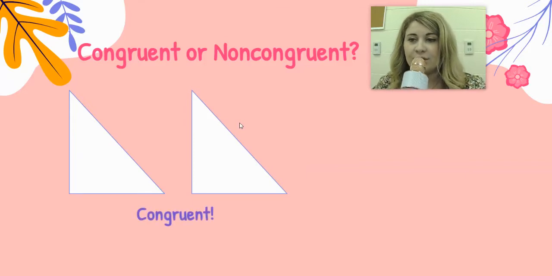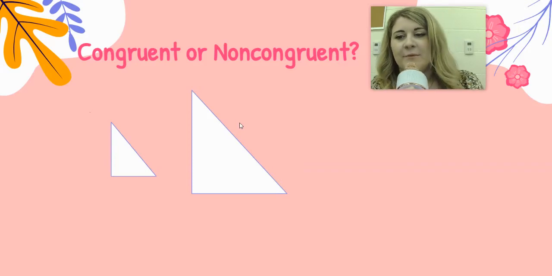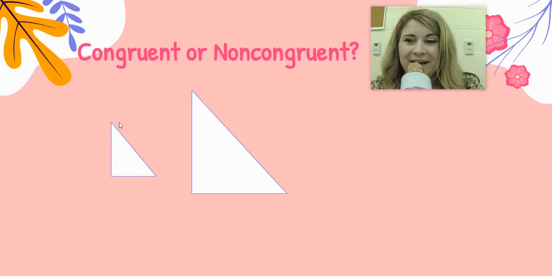Congruent. Good. These are congruent. They are the same size and the same shape. All right, let's look at these two. Now, we have the same shape, but now we have one that is much smaller. So they are not the same size. They are the same shape, but they are not the same size.